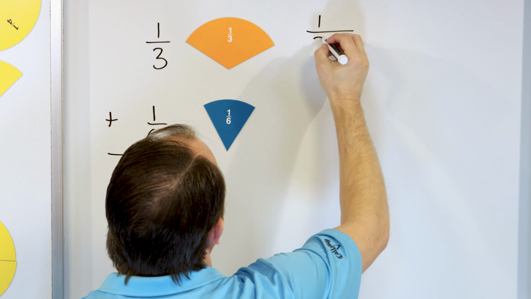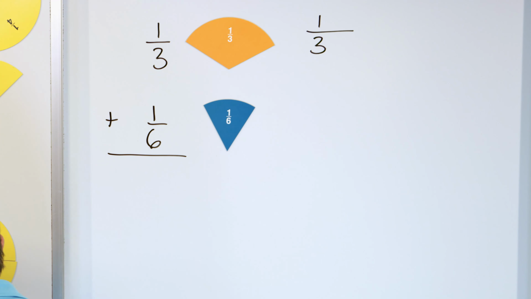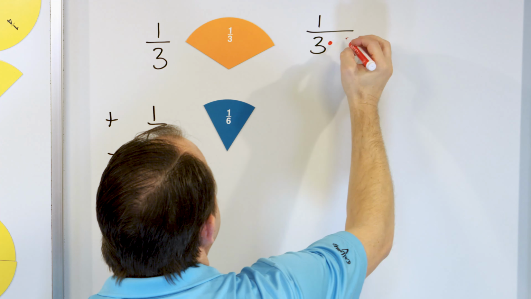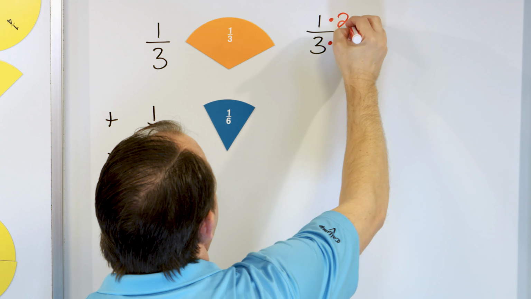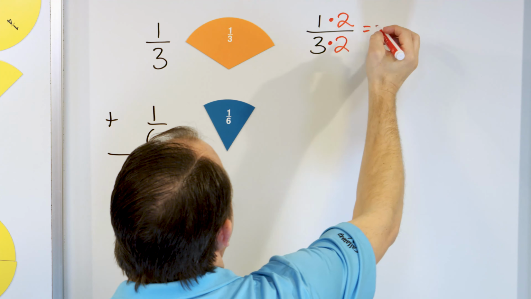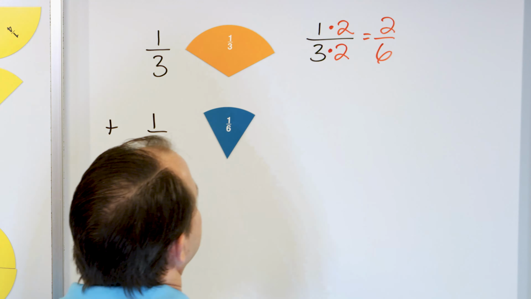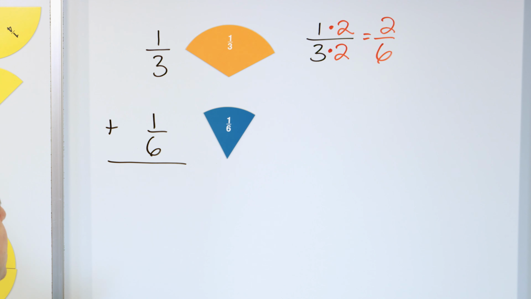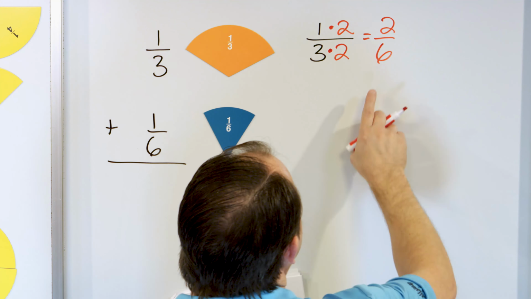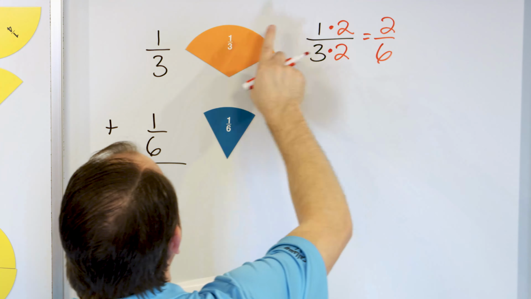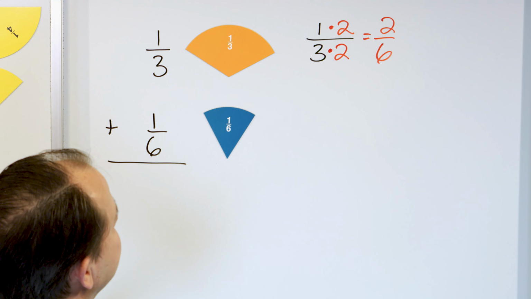I'm going to say 1/3. I can multiply top and bottom by whatever I want. So this is going to be multiplied by 2, multiplied by 2. What do I get? 1 times 2 is 2, and 2 times 3 or 3 times 2 is 6. All right? So what I have found here is that actually 2/6 is exactly the same thing as 1/3, right?